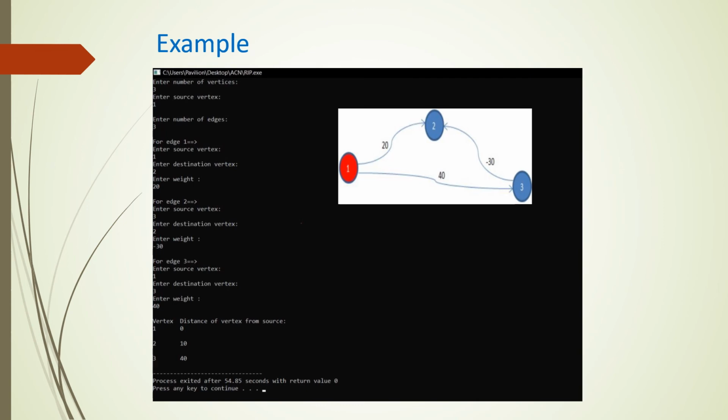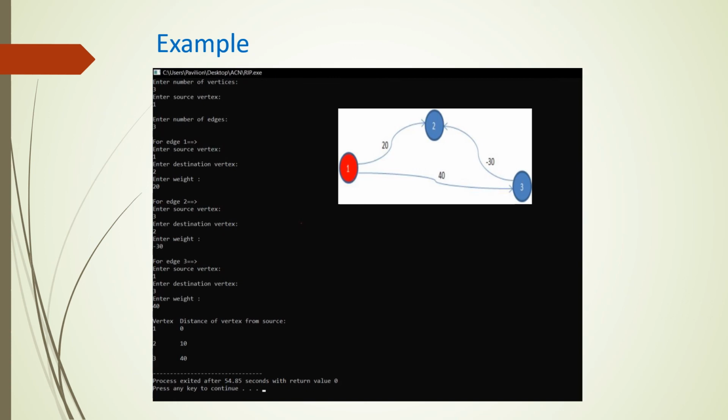So for edge 1, what we'll do is enter the source vertex as 1, the destination is 2, and the edge has weight 20. For edge 2, we are considering the vertices 2 and 3, so the source will be 3 and destination is 2, and having the weight minus 30. For edge 3, source vertex is 1, the destination is 3, having the weight 40.